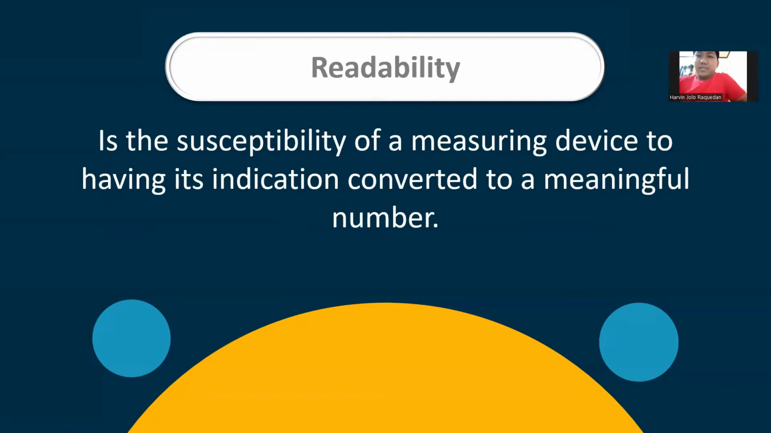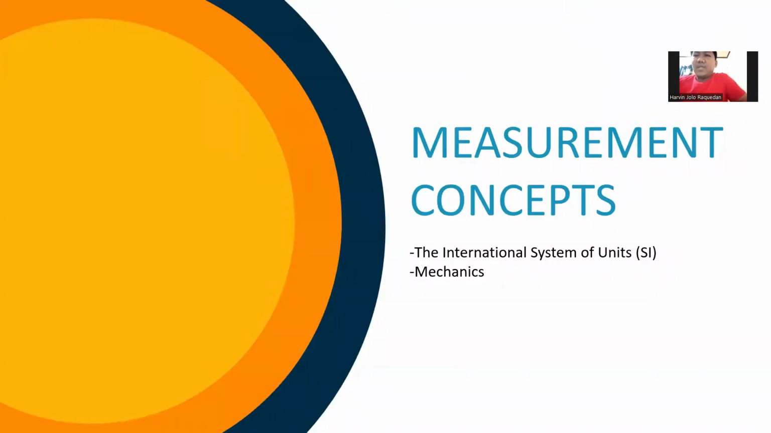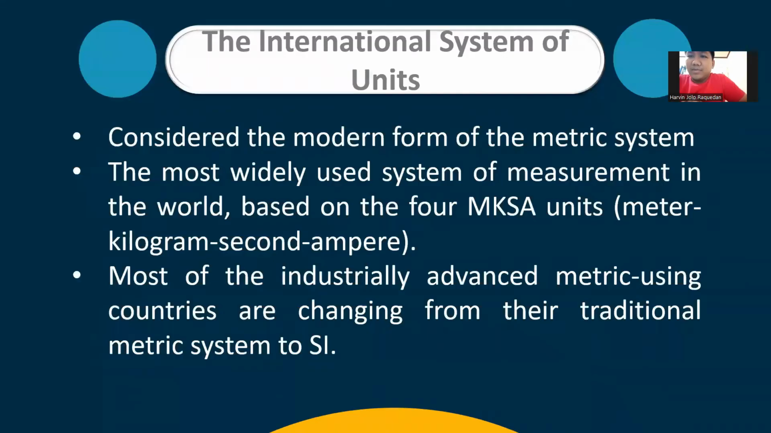Next, we have the measurement concept. I know some of us are familiar with the International System of Units, or the SI units. What is SI? SI is considered the modern form of the metric system. It is the most widely used system of measurement in the world, based on the four MKSA units: the meter, kilogram, second, and ampere.